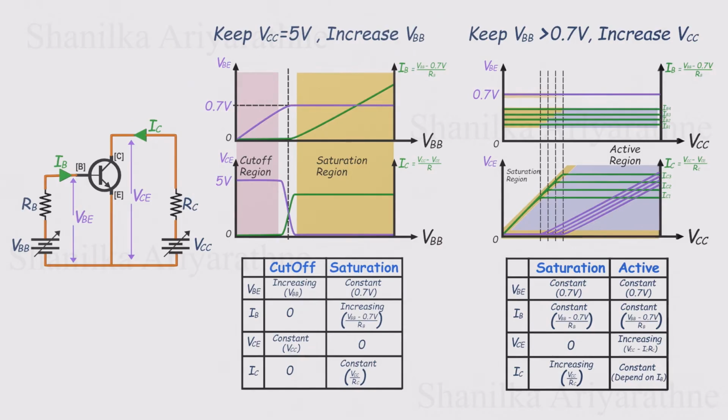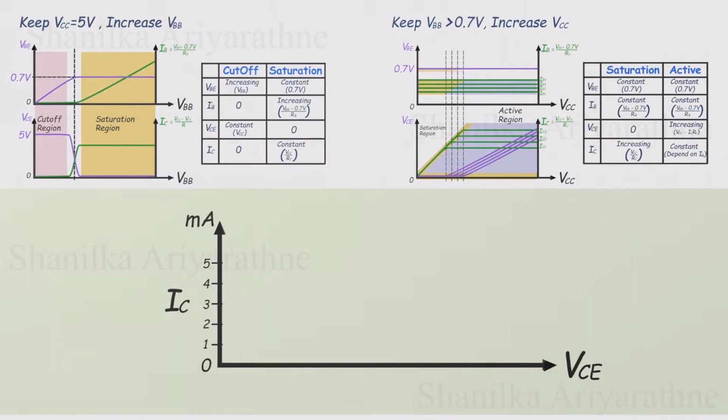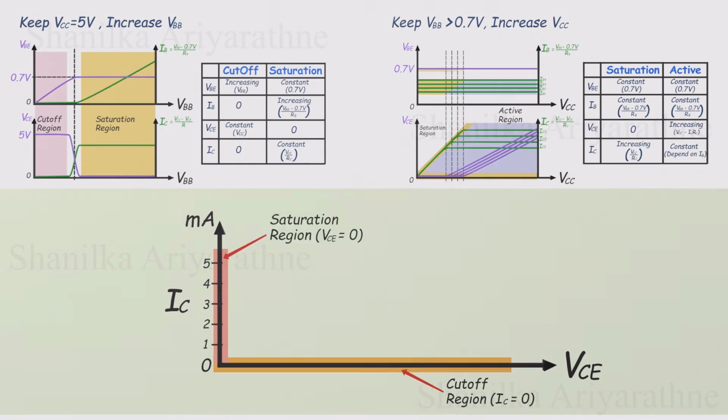We'll capture all these behaviors in a single graph of IC versus VCE. First, if IC is zero, even as VCE increases, the transistor is completely off. This is the cutoff region where VBE is below 0.7 volts and no current flows. Next, if VCE is close to 0, but IC is flowing, the transistor is acting like a closed switch. This is the saturation region where both the base and collector currents are active and the transistor is fully on.